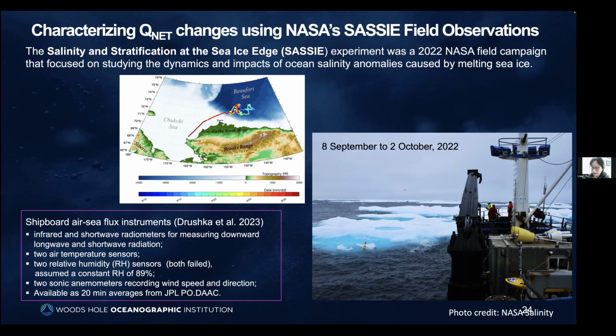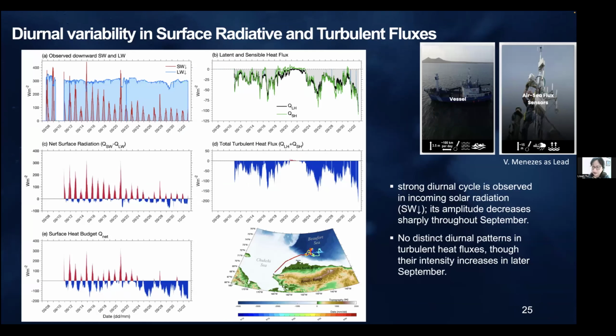And now let's see what we can see from the observations. This panel shows the heat fluxes computed using the CORE algorithms. On panel A, we see a strong diurnal cycle. The diurnal variability in downward solar radiation is really strong, particularly in the early days of the cruise, but this amplitude reduces rapidly towards the end of the cruise.